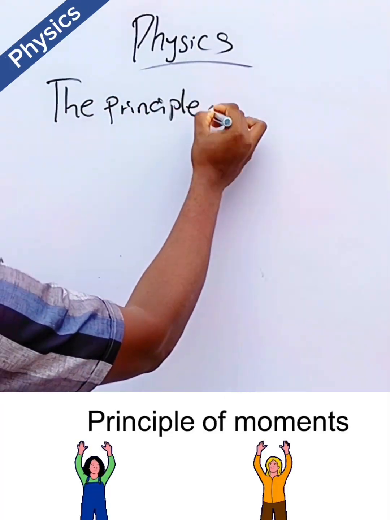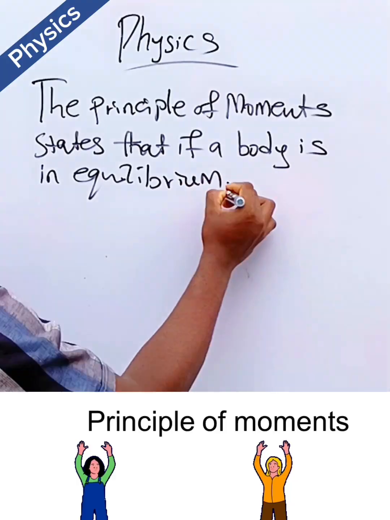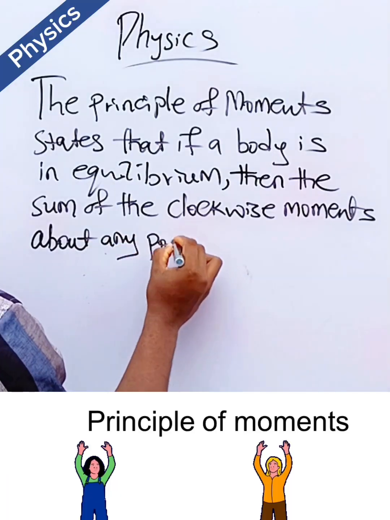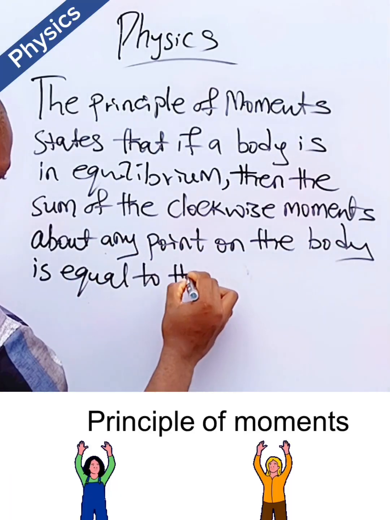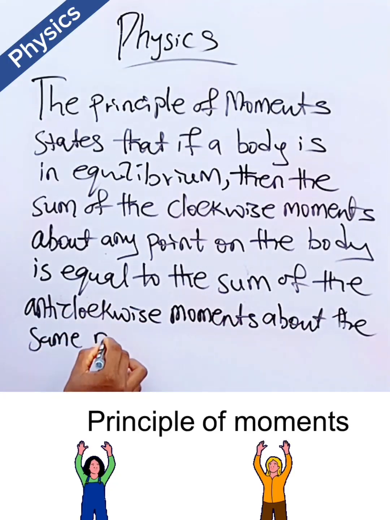The principle of moments states that if a body is in equilibrium, then the sum of the clockwise moments about any point on the body is equal to the sum of the anti-clockwise moments about the same point.